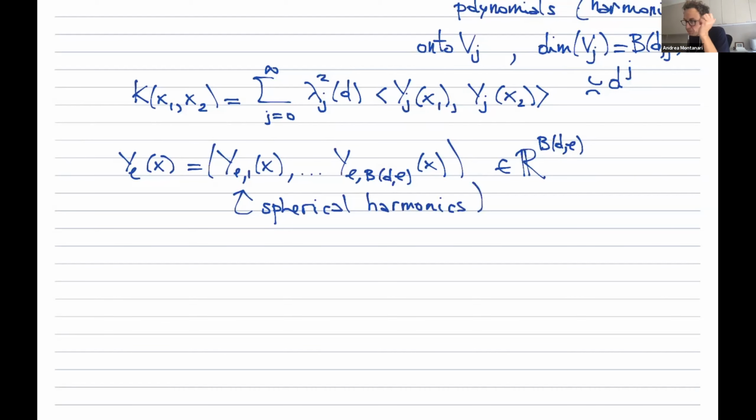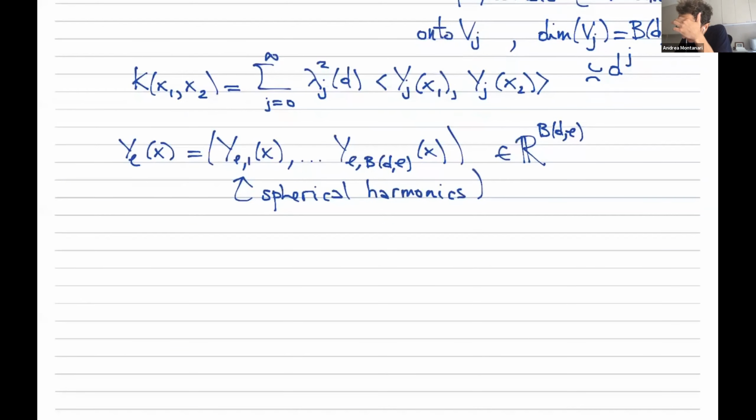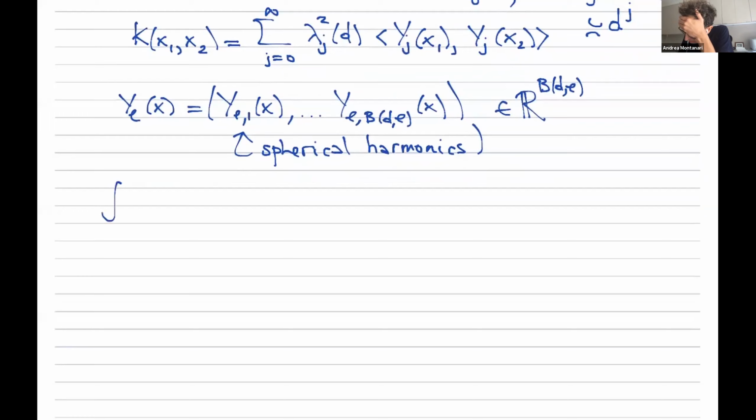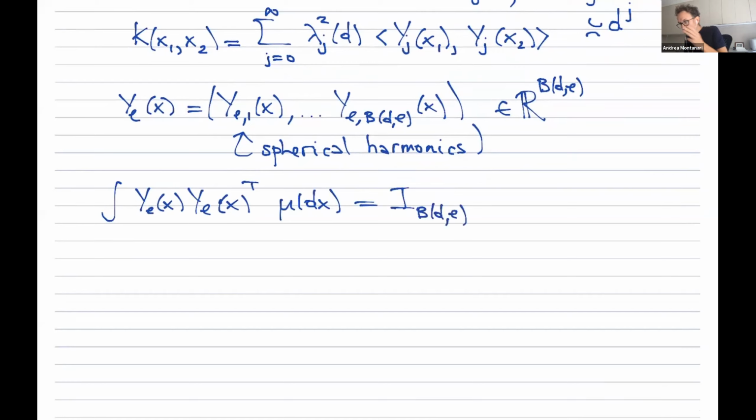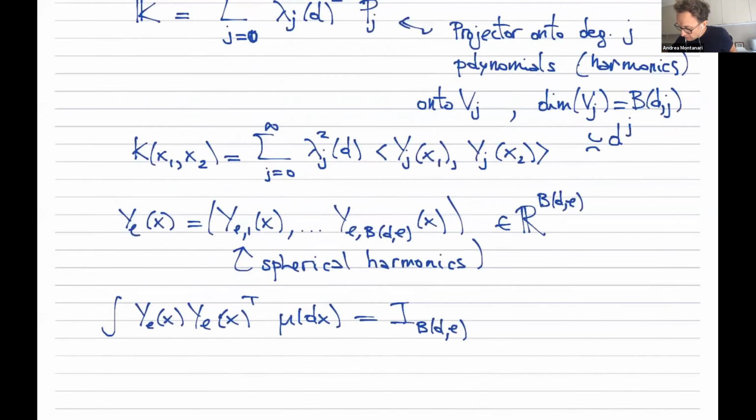And I take them to be normalized to have L2 norm equal to 1. So this means that this is the condition that these have to be orthonormal. Now, okay, so I brought in the kernel operator.